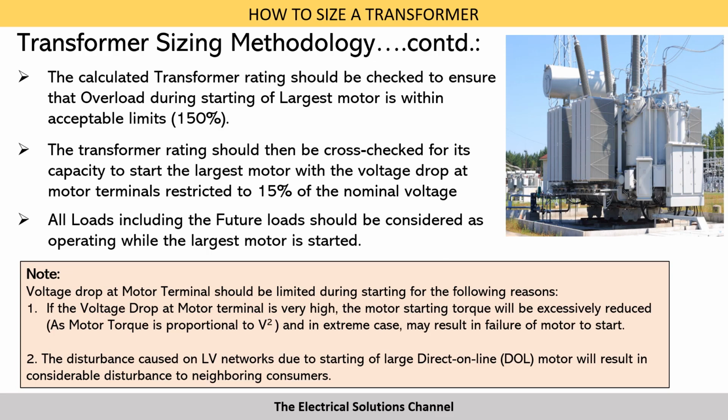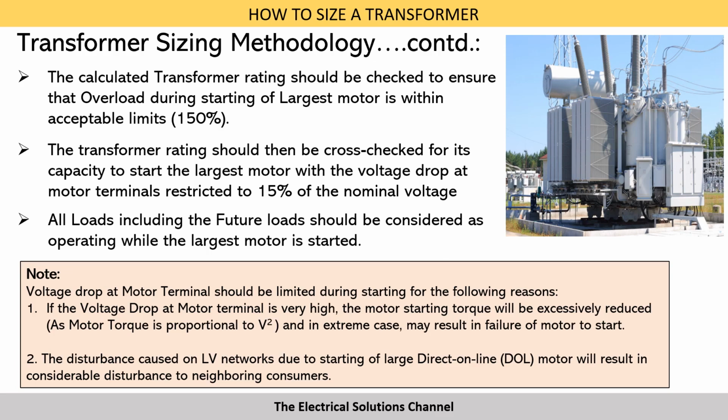For this purpose, we need to consider all loads, including the future loads, as operating when the largest motor is started. And why do we need to ensure that the voltage drop at motor terminal is limited when the largest motor is started? Well, if the voltage drop at motor terminal is very high, the motor starting torque will be excessively reduced, as the motor torque is proportional to voltage square. And in extreme cases, this will result in failure of the motor to start.